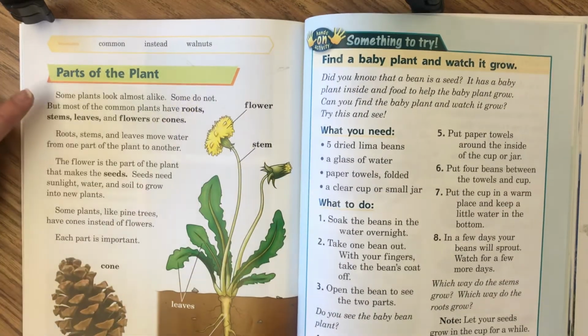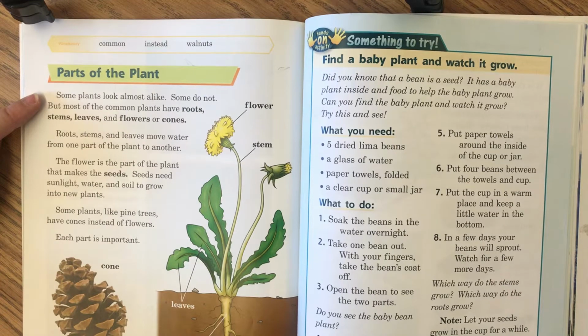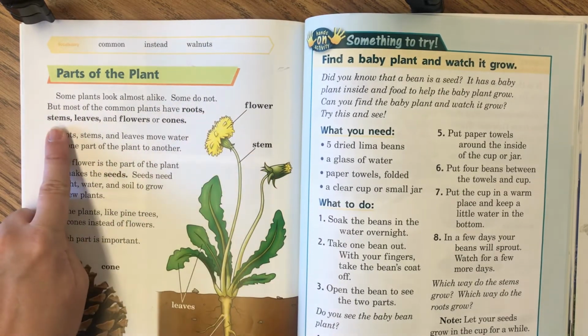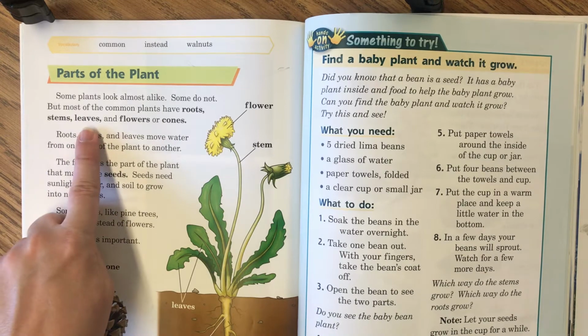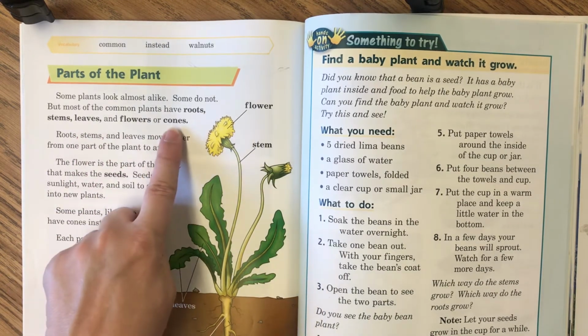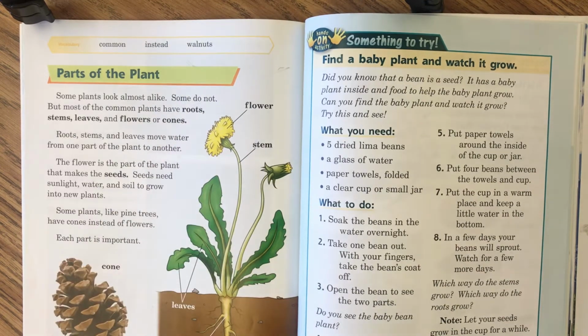Here we go. Some plants look almost alike. Some do not. But most of the common plants have, repeat after me, roots, stems, leaves, and flowers or cones. Roots, stems, and leaves move water from one part of the plant to another. The flower is the part of the plant that makes the seeds.